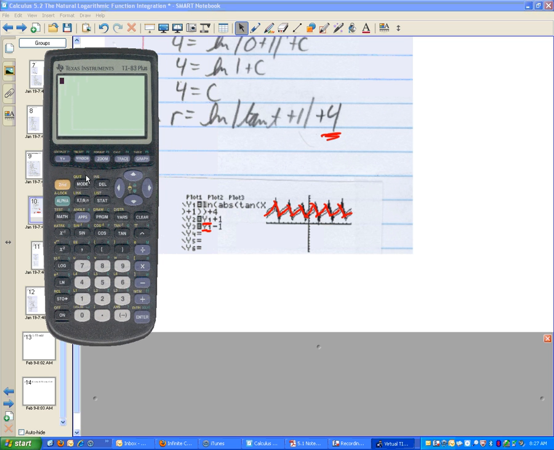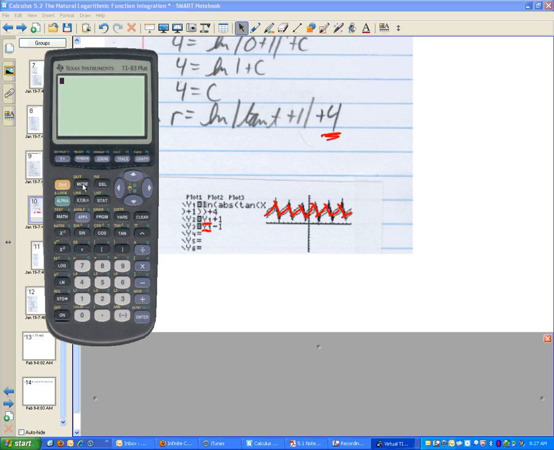Okay, so we put in Y1. Natural log of, let's see, where do I find absolute value? Right there, absolute value of tangent of x, close the parentheses on the x, plus 1, close the parentheses on the absolute value, close the parentheses on the natural log, plus 4. So I get that.